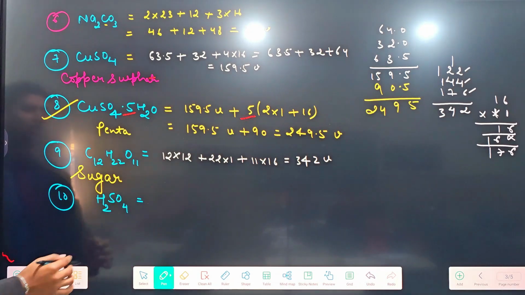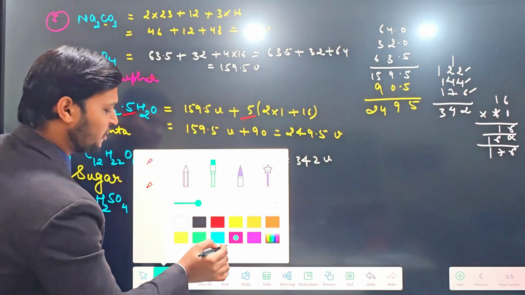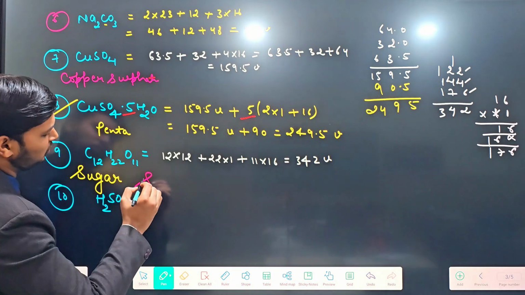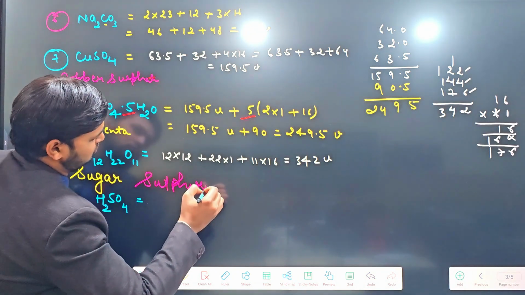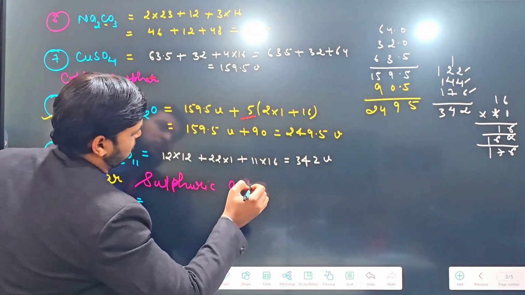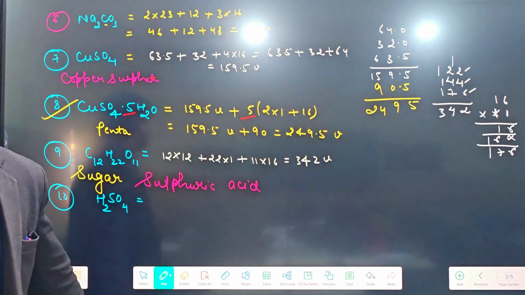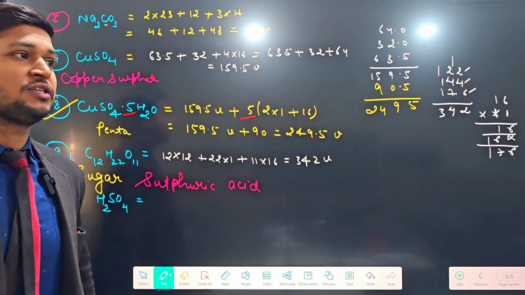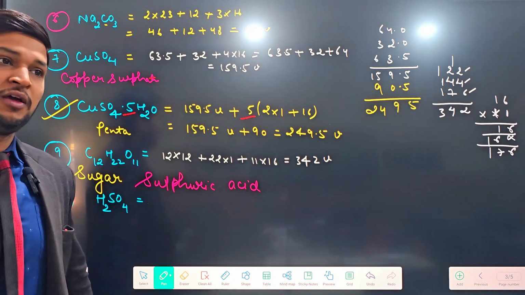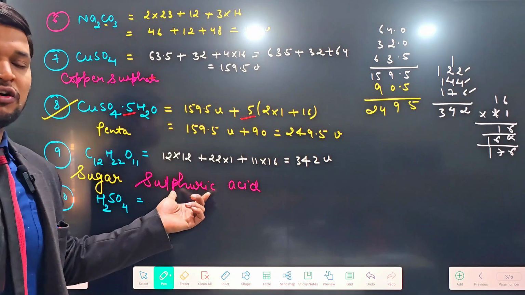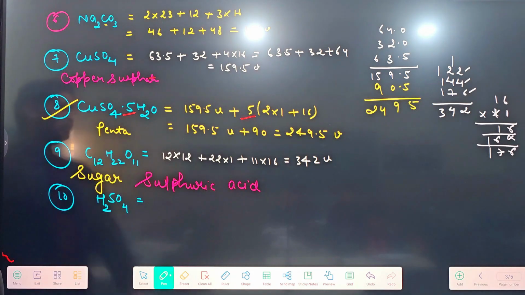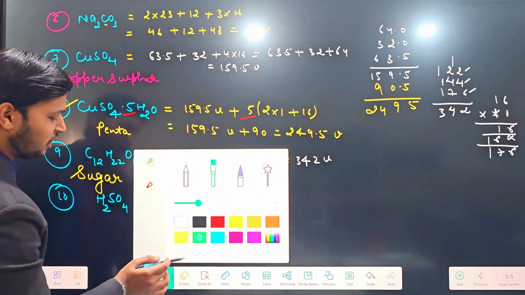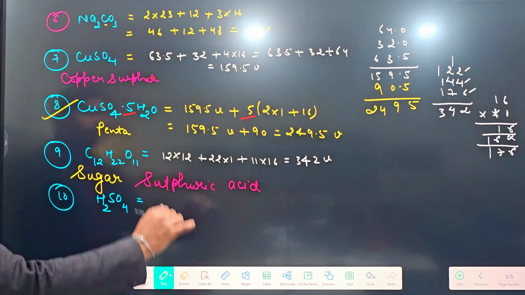Coming to the last one, H2SO4. Do you all know what this compound H2SO4 is, beta? This is called sulfuric acid. At least you will have heard about this compound. It is present in your chemistry lab. We will be doing a lot of practicals with this acid in your class 10th chemistry, just after 2 months. H2SO4, beta. Let us try to calculate the molecular mass of this acid.